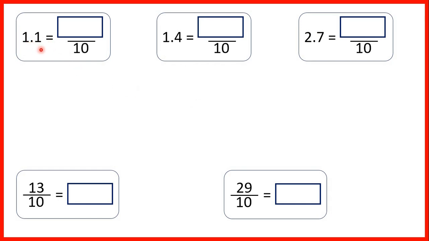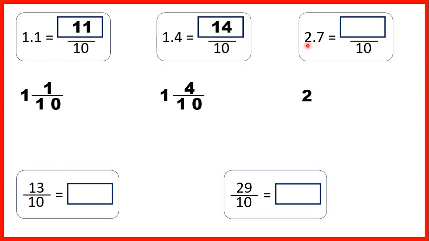So 1.1 is equal to how many tenths? Well, 1.1 means we have one whole, and the one after the decimal point tells us that we have 1/10. Remember, one whole is the same as 10/10, so if we have 10/10 and then an extra 1/10, we have 11/10 altogether. 1.4 means we have one whole and 4/10. One whole is the same as 10/10, so 10/10 plus the 4/10 means that 1.4 is equal to 14/10.